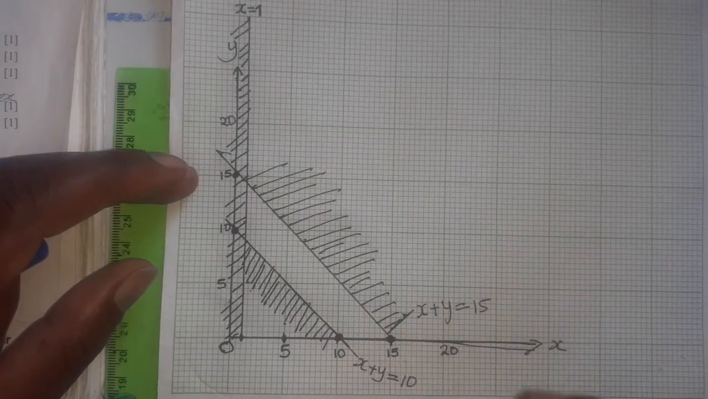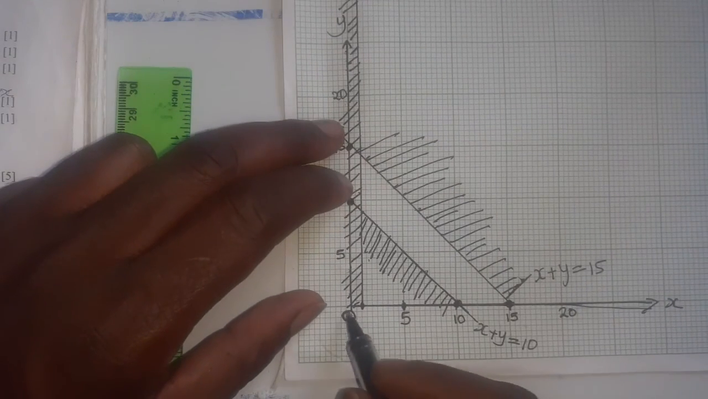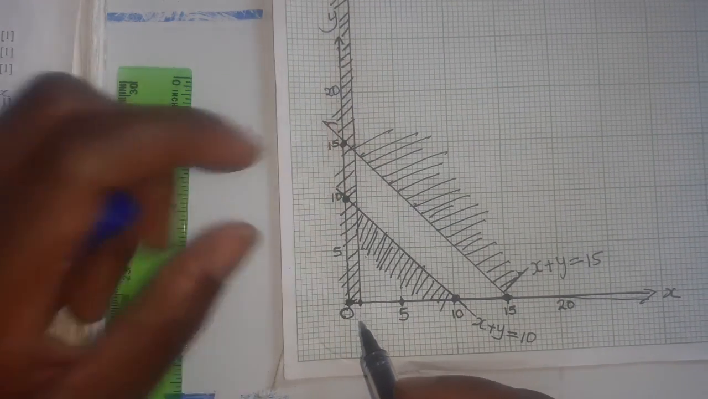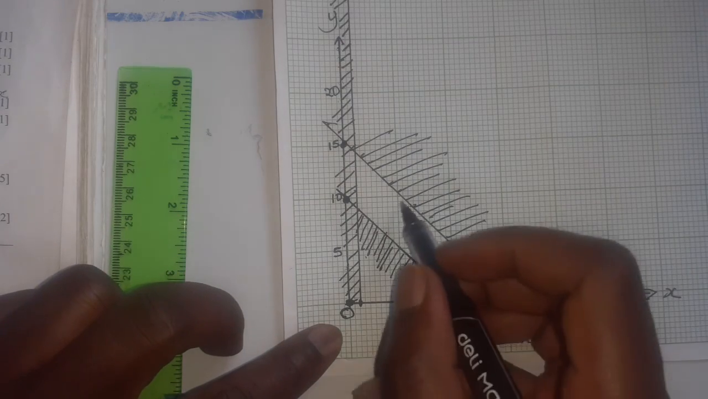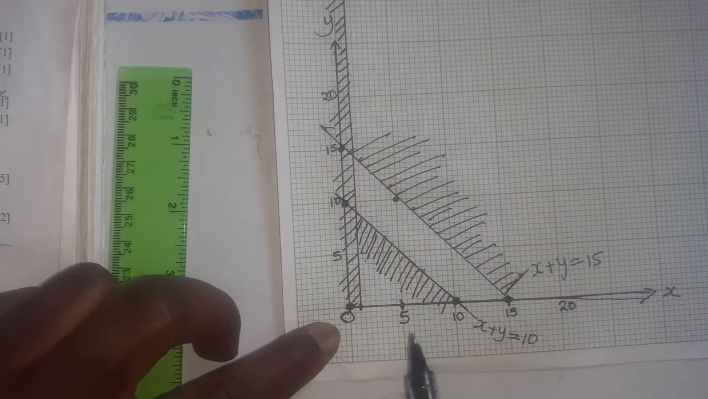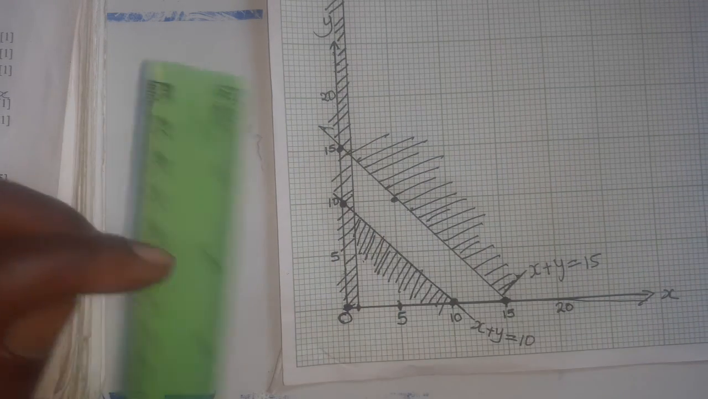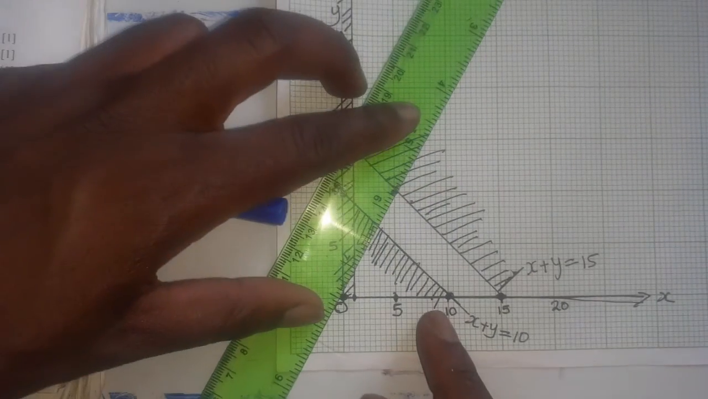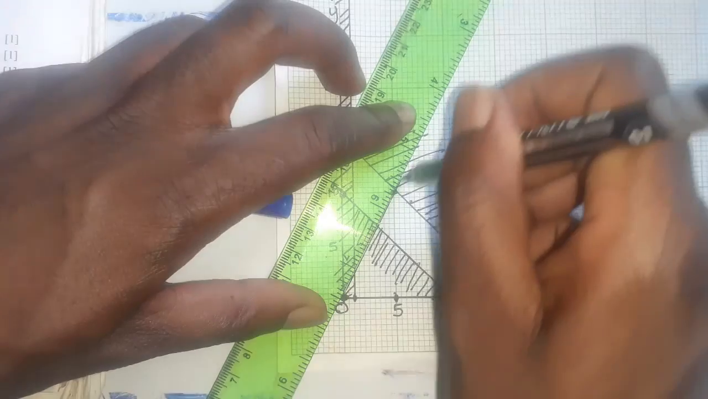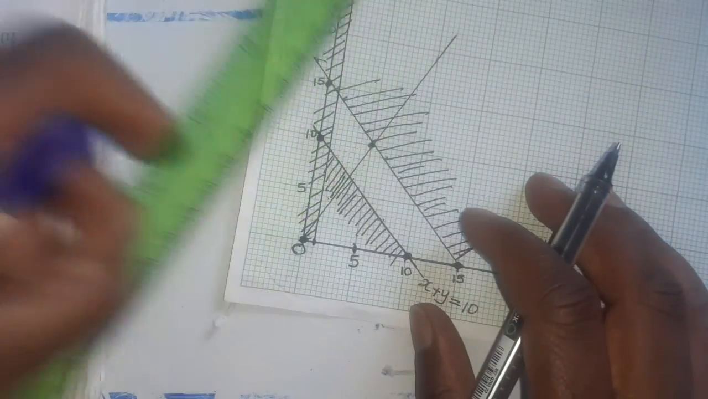So we are saying 0, 0, which is this point here. 0, 0, don't forget, it's the origin. Then we have 5, 10. It's this point here. So we need to draw a straight line that joins these 2 points. This one and that one. Okay? That is what we are doing. Like this. Are we together?